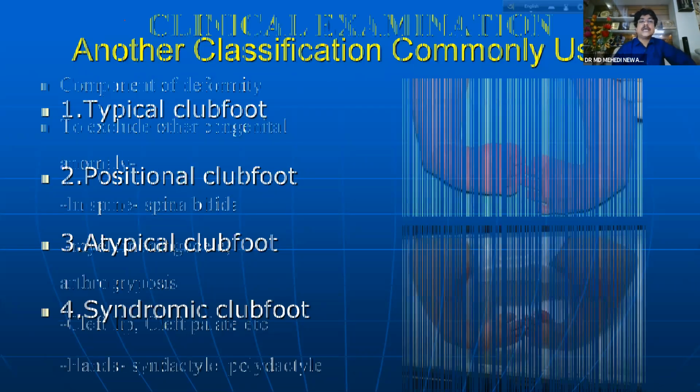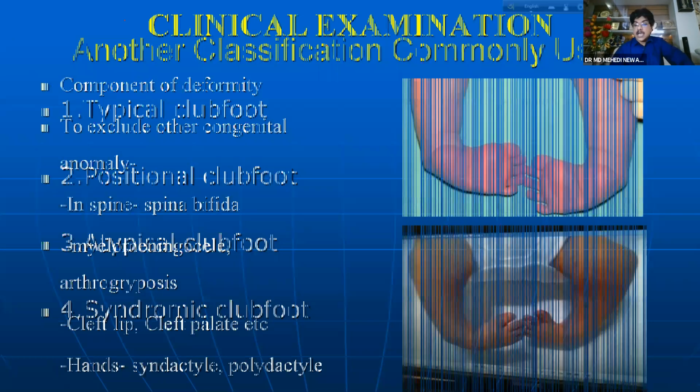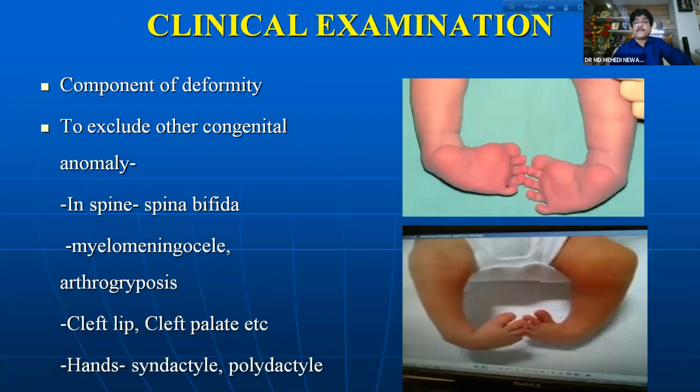At first, we have to go to the clinical examination. We have to examine the deformity first, and then exclude the congenital anomalies that I have explained, that is spina bifida, myelomeningocele, cleft palate, and so on.